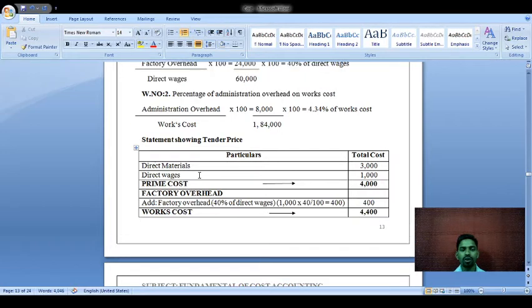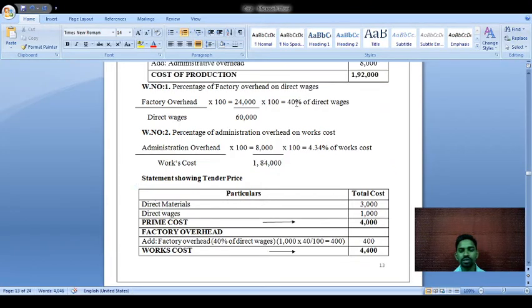What are factory overheads? Now we prepare a working note for that. See here, percentage of factory overheads on direct wages. We calculate 40% of direct wages. This 40% we have to take from the direct wages, and the direct wages amount is rupees 1,000. So on this 1,000 we have to calculate 40%. Add factory overheads, in brackets 40% of direct wages, and the amount is 1,000 into 40%. So the amount will be 400.